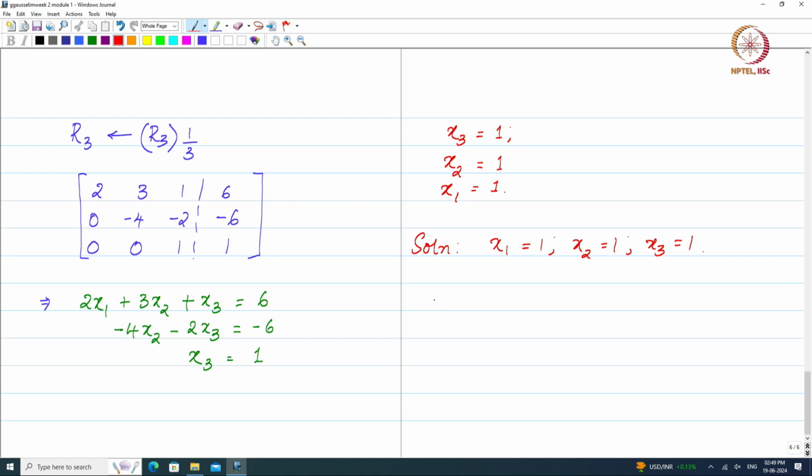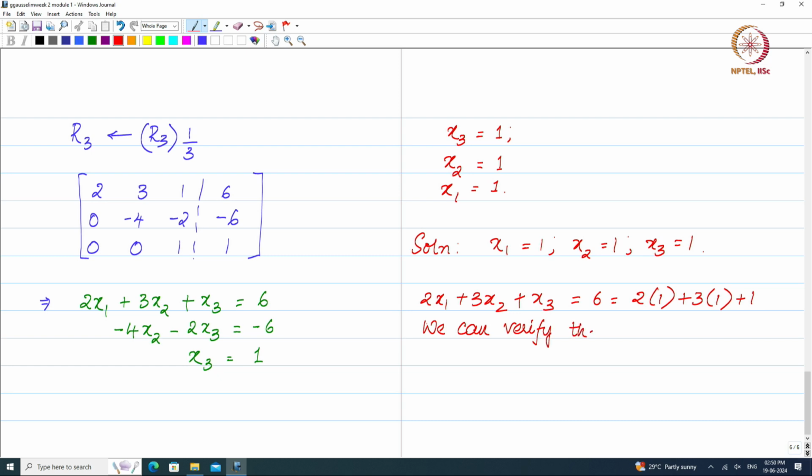Let us check if x1 is equal to 1, x2 is equal to 1, x3 is equal to 1 is a solution to the set of equations. If you substitute these values, 2x1 plus 3x2 plus x3 is equal to 6, it becomes 6, it matches. Similarly, 2x1 minus x2 plus 2x3 is equal to 3, so the answer is again 3. Again 2x1 minus x2 minus x3, if you substitute, the answer is 0.